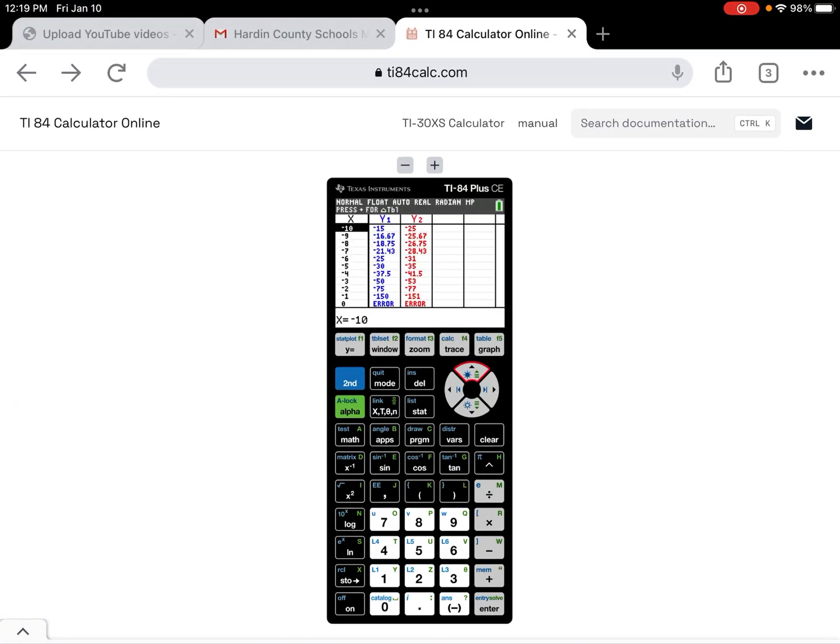Remember, to get out of the table, you just have to quit, which is second mode. And to get to our GCD menu, remember, it's math, arrow over once to the number menu, and it's option 9. And then we're going to put in 6, and then comma 10. Remember, you can't put negative numbers into this or it will give you an error. You have to do the negative part on your own. So our greatest common factor here is 2.